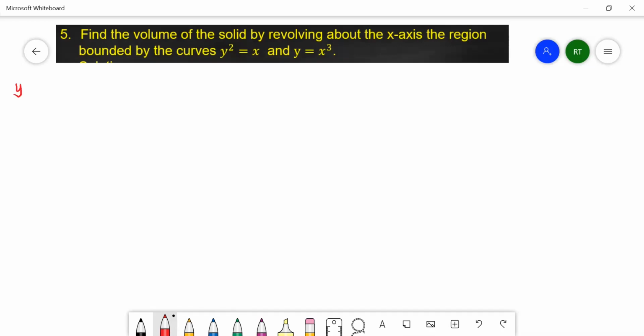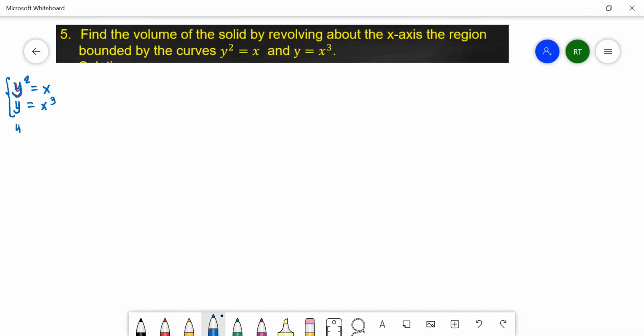So if we will consider the two equations, y squared is equal to x and y is equal to x cubed, okay, solving these two equations simultaneously, then we can replace x by y squared.